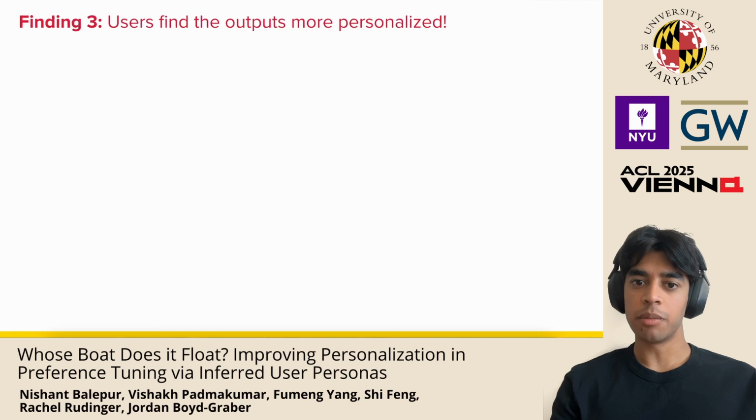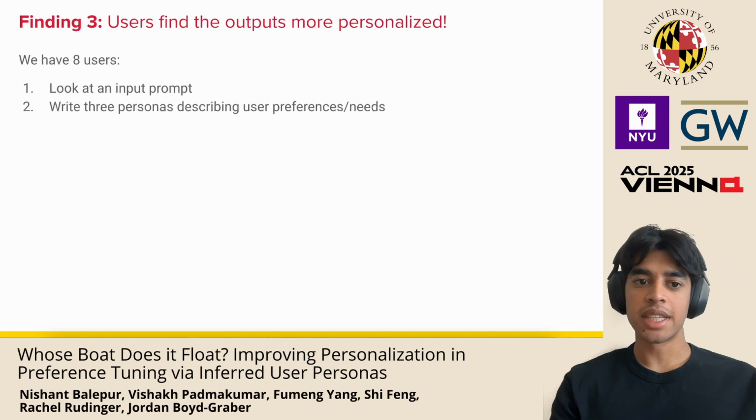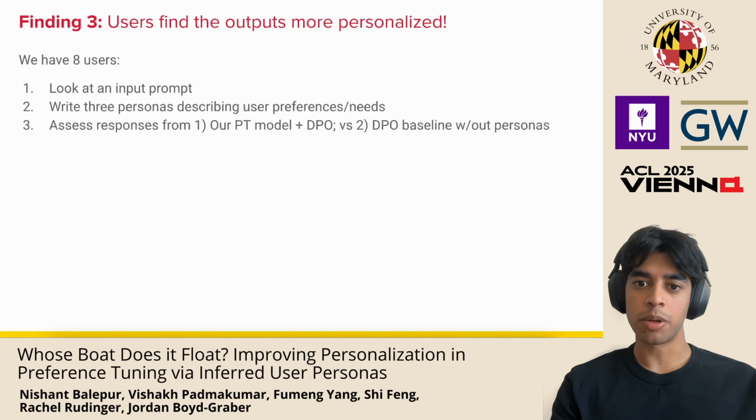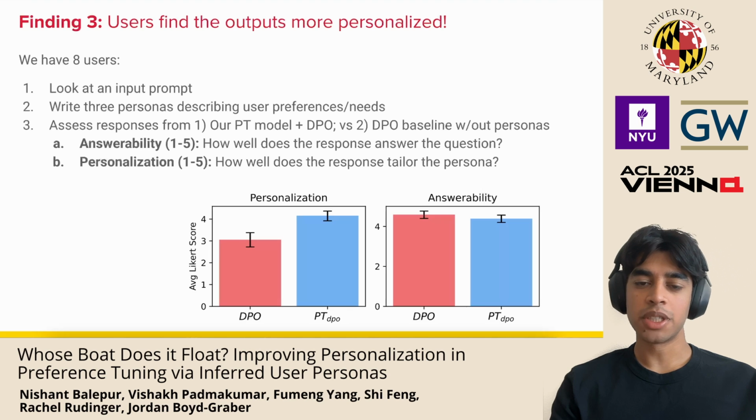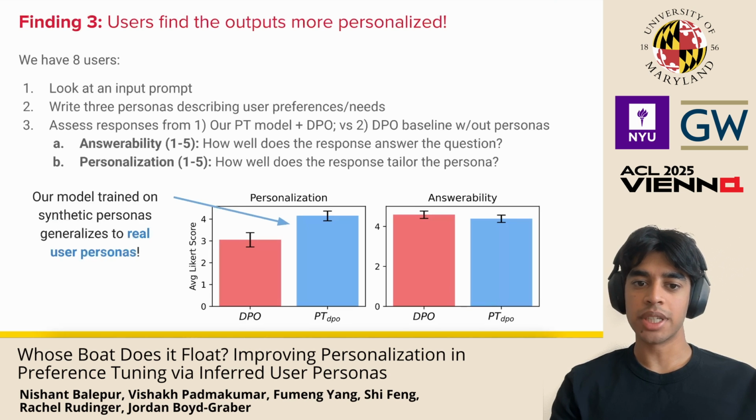To test generalization from user-supplied personas, we have 8 users read an input prompt, write 3 personas describing their preferences or needs, then assess responses from our personalized model trained with personas versus a baseline model trained without them. Users rated responses on answerability and personalization to ensure the responses both answered their query and personalized to the persona. Our models trained on LLM inferred personas could generalize to real user needs, largely surpassing the baseline model in personalization, increasing the Likert score by over 1 point, while maintaining answer quality.